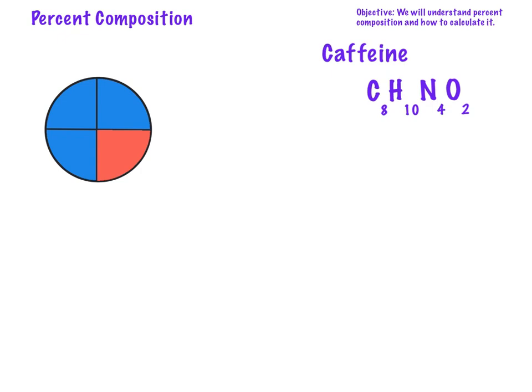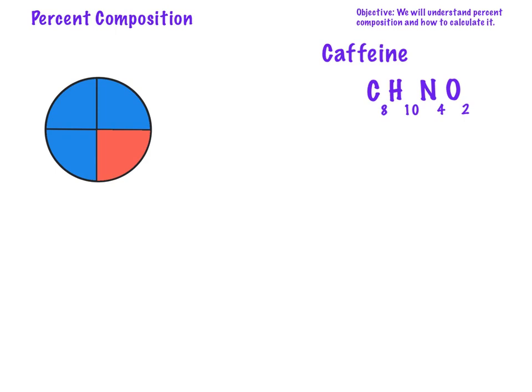In this video, we're going to learn and understand percent composition and how to calculate it. Percent composition is exactly what it sounds like. It is telling me the percentage of the makeup of the compound, whatever the compound may be. So before we get started, let's just talk about percent for a second.